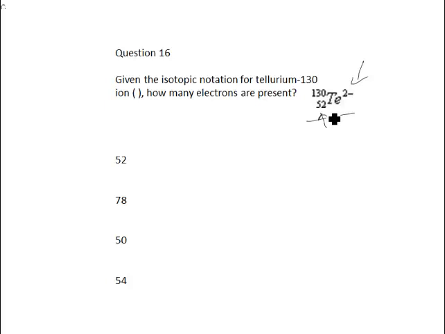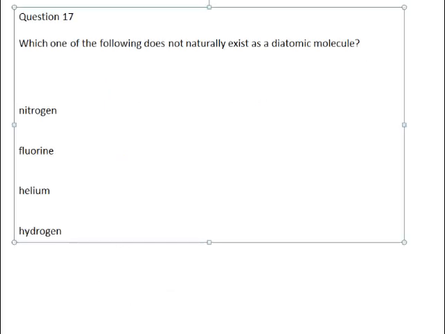The 52 tells us how many protons. So there are 52 plus charges. If it were neutral, there must be 52 electrons. It's not. There are 2 more electrons than protons, so it must be 54 is the answer we're looking for here. 2 more negatively charged particles than positively charged particles give rise to a -2 total charge.